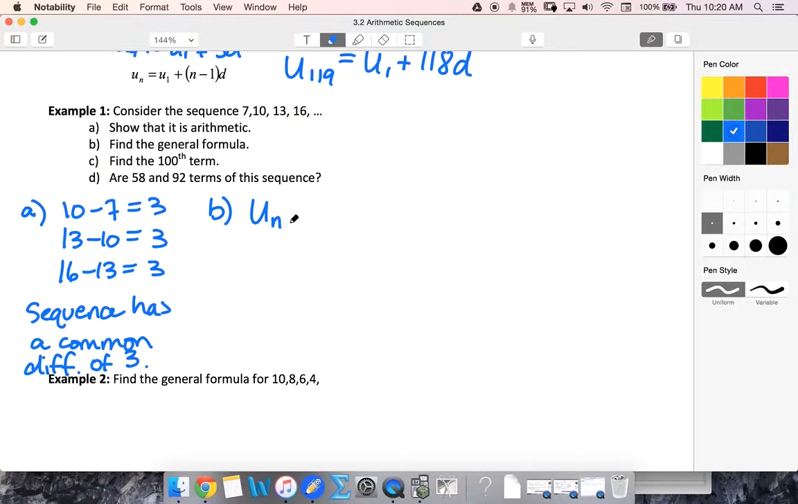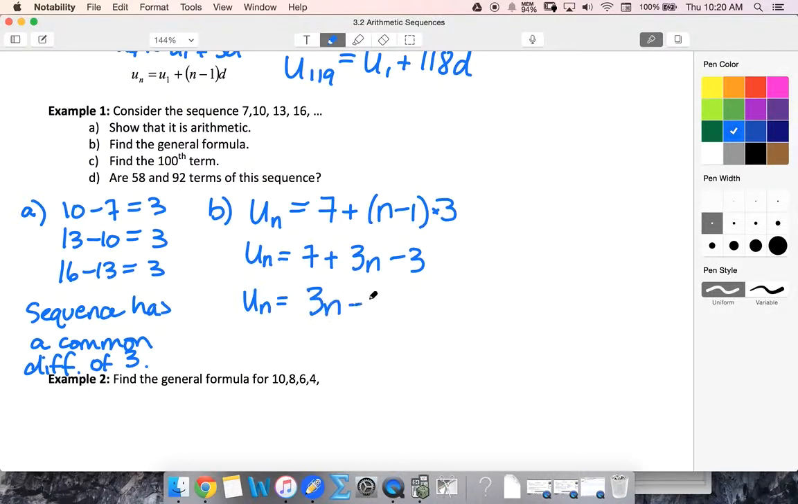we're going to find it by taking the first term, so that's 7, and then 1 less than whatever number we're looking at, whatever term we are, and then we're going to multiply that by the common difference, which is 3. Now you can leave it like this, or I could expand and simplify. 7 plus 3 times n is 3n. Negative 1 times 3 is minus 3. So we could say 7 minus 3 is 4. So 3n plus 4 is another way to write it.